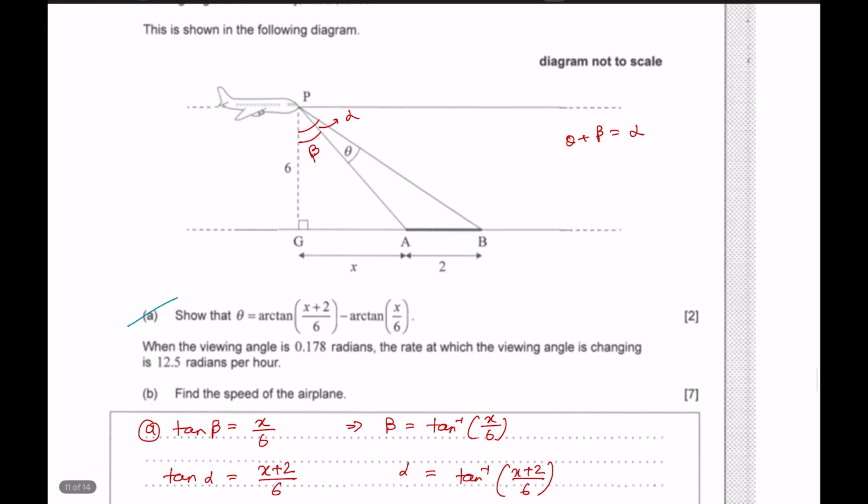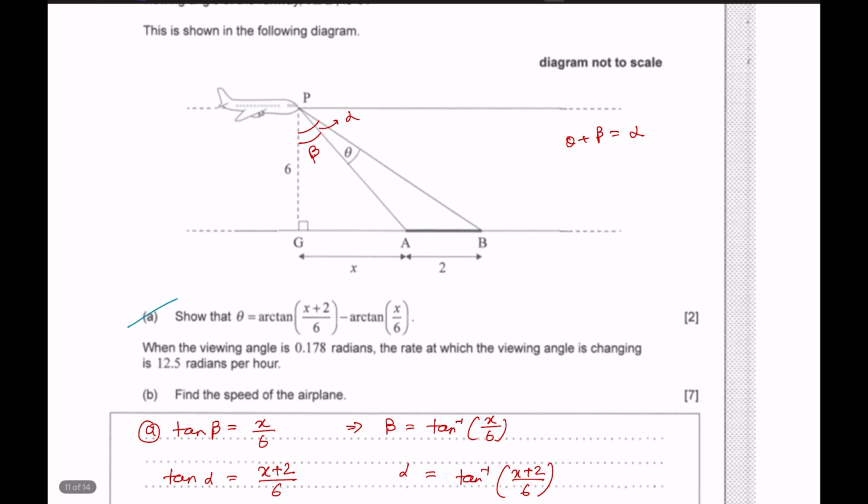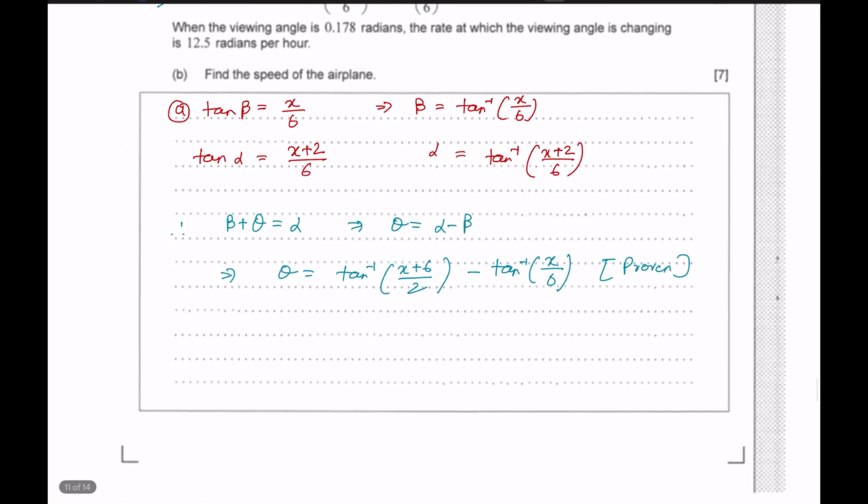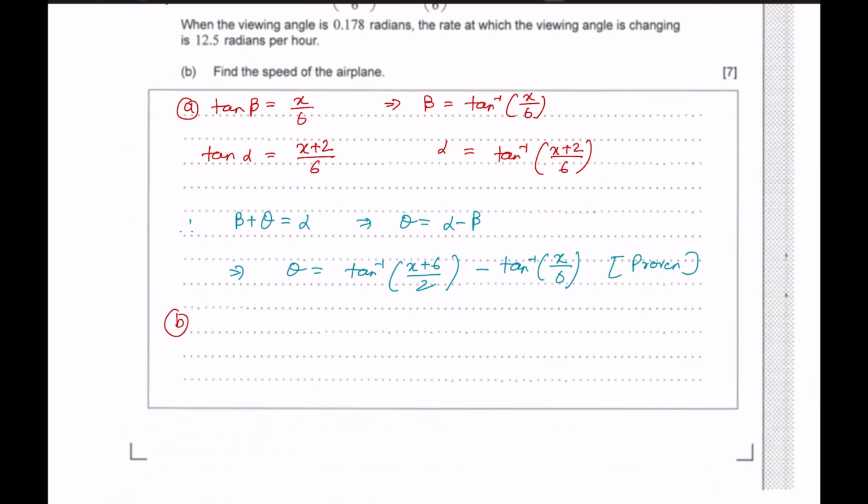Part B. When the viewing angle is 0.178 radians, the rate at which the viewing angle is changing is 12.5 radians per hour; find the speed of the airplane. Okay, so this looks interesting. It's given that theta is 0.178 and d theta over dt is 12.5.